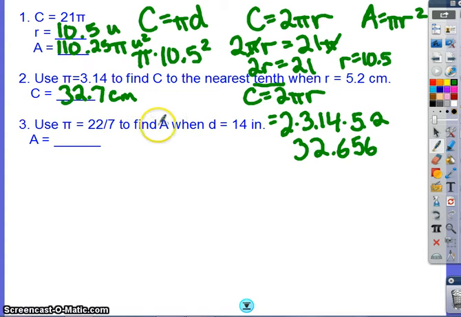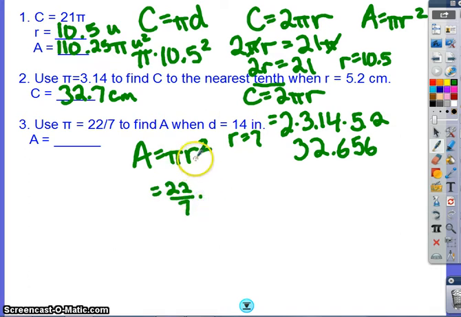Last but not least here, find area when the diameter is 14 inches. So my area formula is pi r squared. So I can fill it in. Now I want my radius, so my radius here should be 7. We should be able to flip between those pretty easily. But if I fill this in, I'm filling in 22/7 for my pi. My radius is 7 and squared. Again, type that into your calculator there. When you solve that out, you get an exact answer of 154 inches squared are my units.